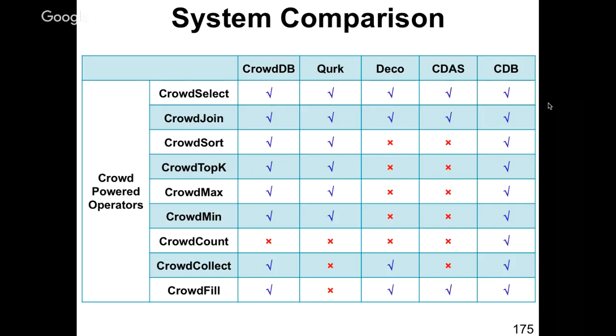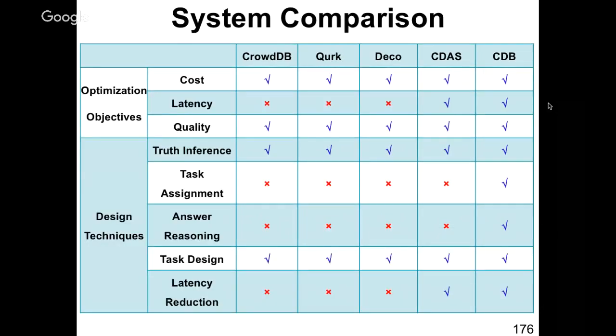This is the 5 cross-sourcing systems I have mentioned in my talk. And this mark has indicated how these cross-sourcing systems support the cross-source operators mentioned in the second part of my talk. And these are the optimization objectives supported in these systems.